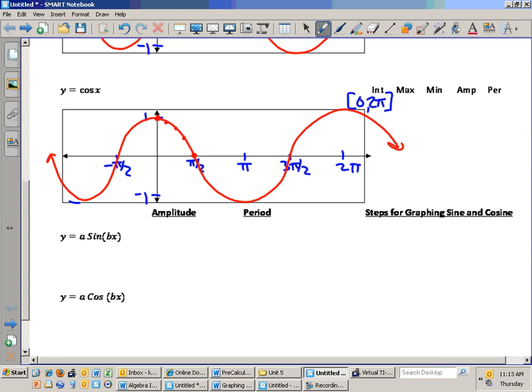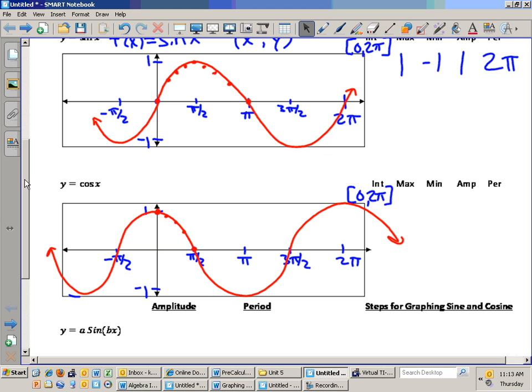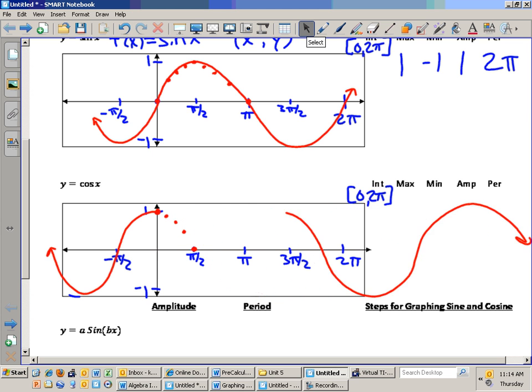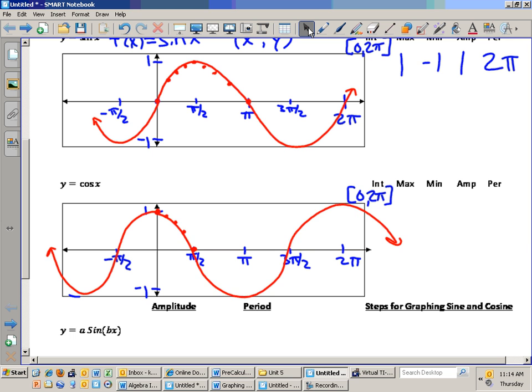Similar graph. I would challenge you to think about this and suggest that the sine wave and the cosine wave are exactly the same, except the cosine wave is shifted over 1 quadrant. If I take this cosine wave and I shift it over 1 quadrant, watch me. I'll shift it over 1 quadrant to right there.